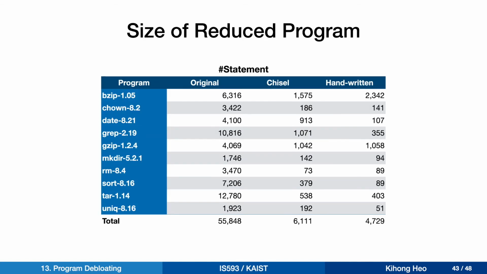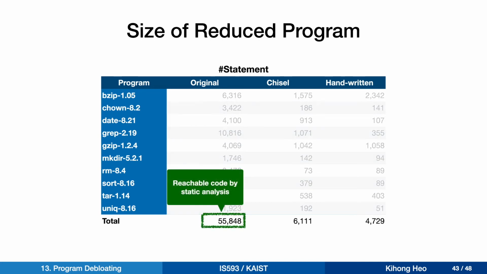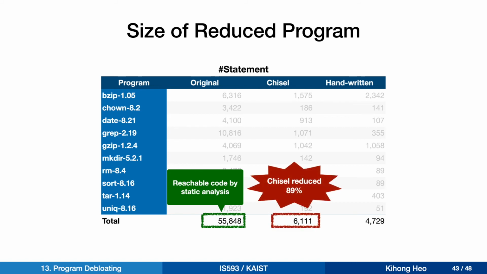So let's first compare the size of the reduced program by Chisel with the original version and the manually reduced version from BusyBox. First of all, the original programs have 55,000 C statements. Among them, Chisel could reduce 89% of the code. These results are comparable to the handwritten version.